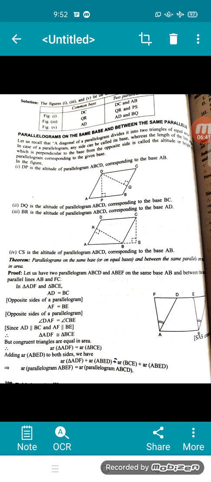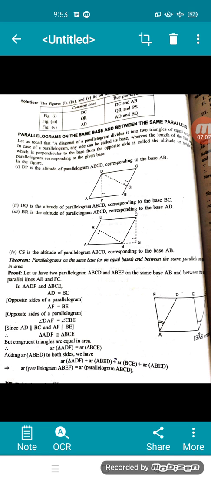So opposite angles are also the same. Angle DAF is equal to angle CBE. Following or not? Since AD is parallel to BC and AF is parallel to BE, triangle ADF is congruent to triangle BCE. But two congruent triangles are equal in area, so both the areas are the same.